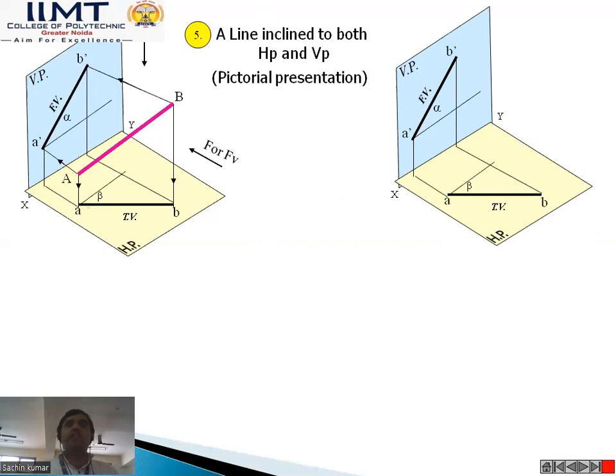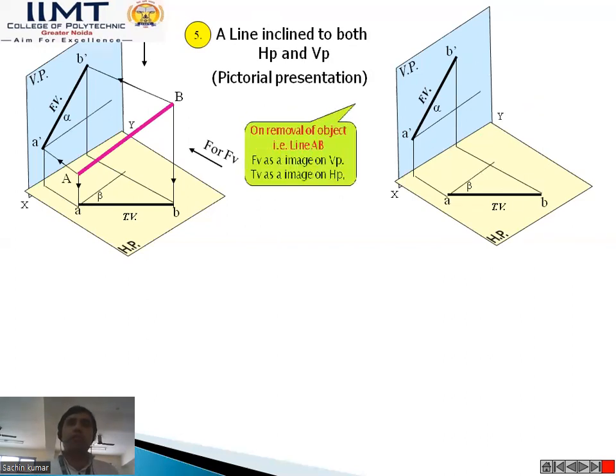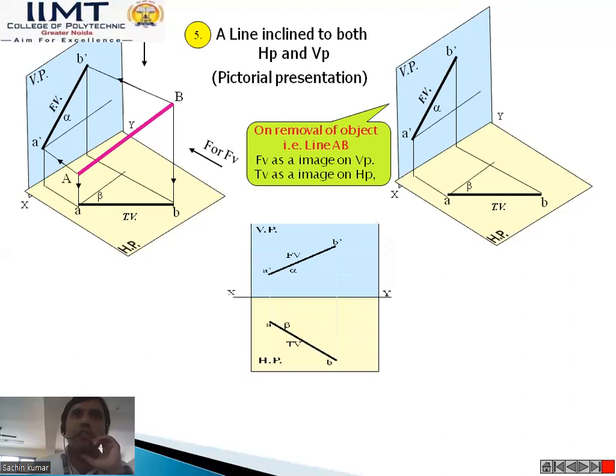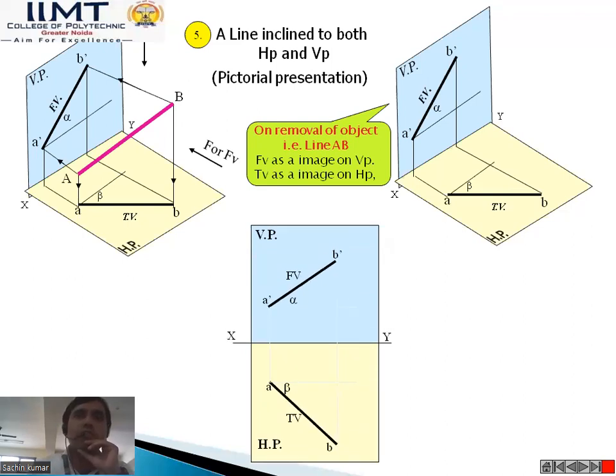We have discussed one problem about this type of condition, how to solve that problem, and how to show the front view and top view of this type of problem. So that is front view and top view. Front view always goes to the vertical plane and top view goes to the horizontal plane.